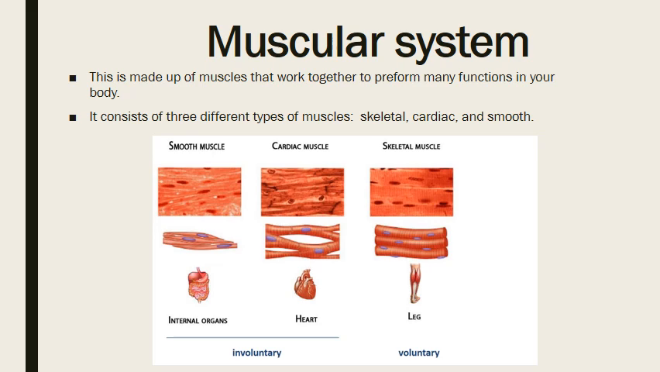We said that the smooth muscles are found in the internal organs, and these are involuntary. That means they move by themselves. We've got the cardiac muscle, which is found in the heart, and it is also involuntary. And then we've got the skeletal muscles, which are found in anything that's attached to the bone, for example the leg bone. And this is voluntary, you move it.